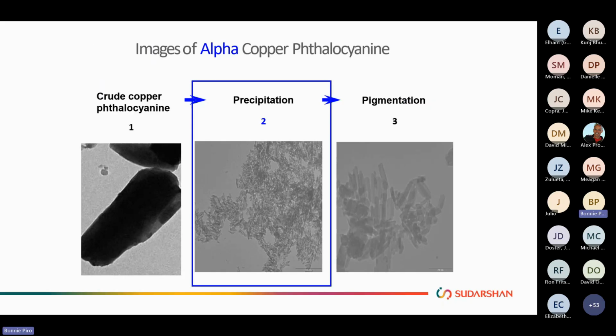This is more of a visual perspective for that process flow. The crude copper phthalo is the base of that, so you can see they are very large particles. Once it's dissolved and precipitated out, we see these very fine particles. And then once it proceeds through the final pigmentation step, you see the long rod-like shape of the final pigment.